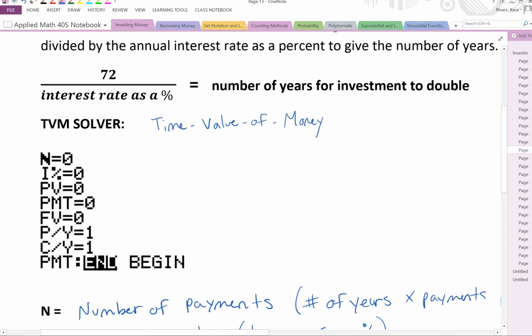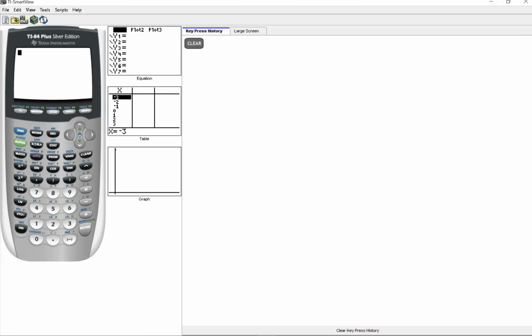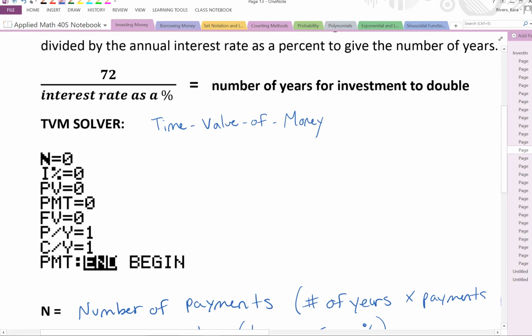Okay, so how you get that, if you take out your calculator, I'm just going to clear out what I have here. You're going to go into apps. The first one is finance. And the first one here is TVM Solver. And you'll get the same menu that we have in our notes. But what does this all mean? So below here, we're going to write out what each of these variables stands for.